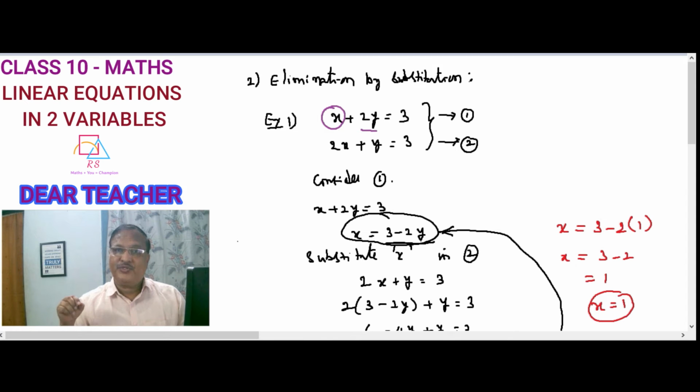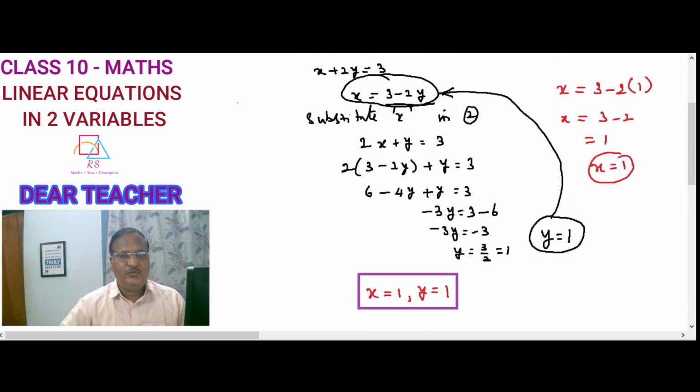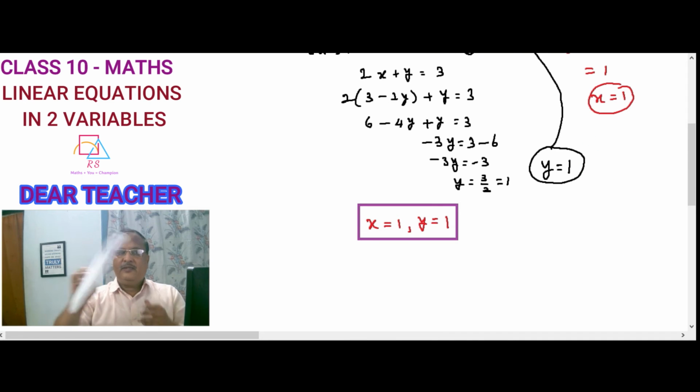Again, you substitute this value of one variable in any one of the equations. Then you will get the value of the other variable. This is how you have to do it. Now in the NCERT textbook, exercise 3.2 is completely based on this method only. The whole exercise is based on elimination by substitution.